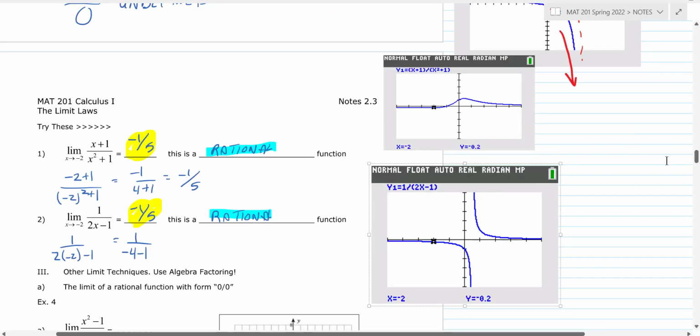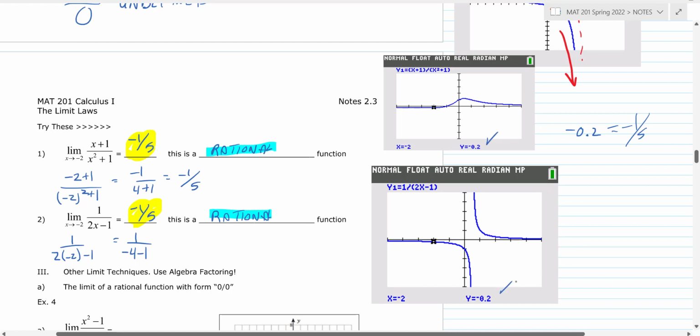Okay, so just a coincidence, we got the same answer on both problems. These are both rational functions. And so I do the arithmetic, and you would have gotten negative 1/5 on both of those. The graphs reflect that. The graph of x plus 1 over x squared plus 1, if x is negative 2, y is negative 0.2, and negative 0.2 is the same as negative 1/5. So you can see that on both of those graphs.